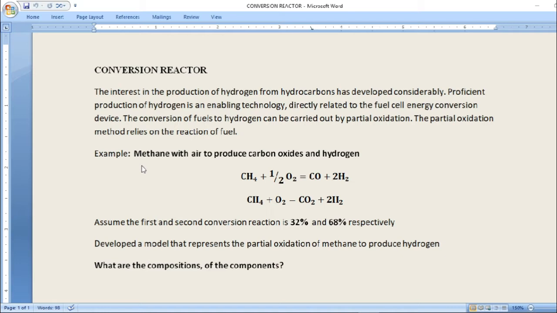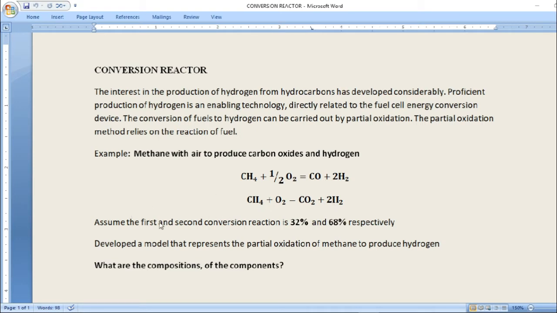So for example, I have two reactions here. The first reaction, methane reacts with oxygen to produce carbon monoxide with hydrogen gas. Also the second reaction, methane reacts with oxygen to produce carbon dioxide with hydrogen gas.